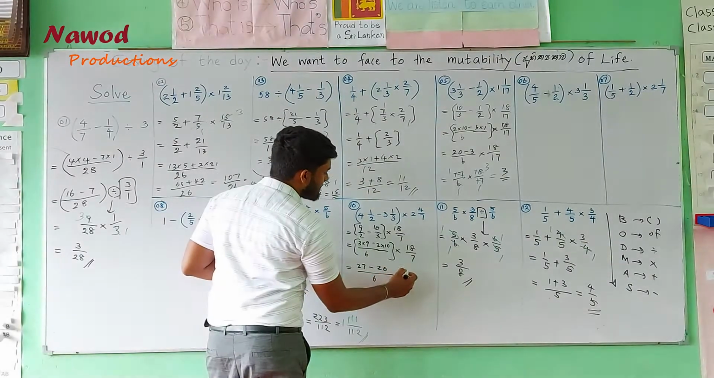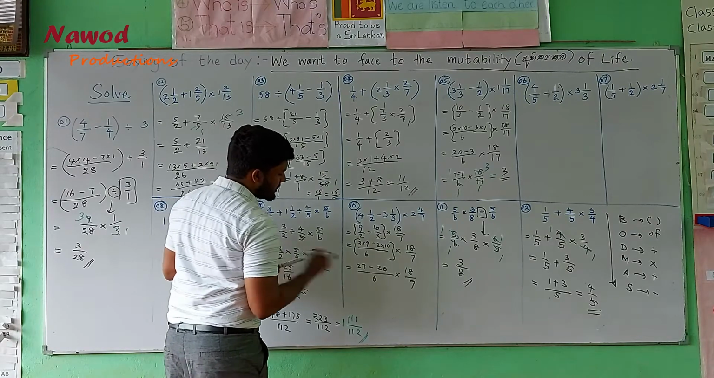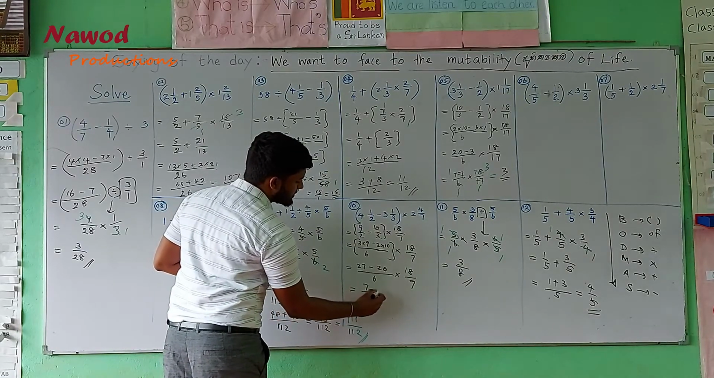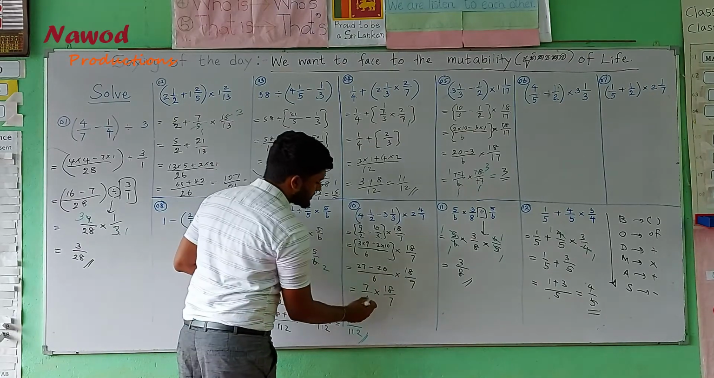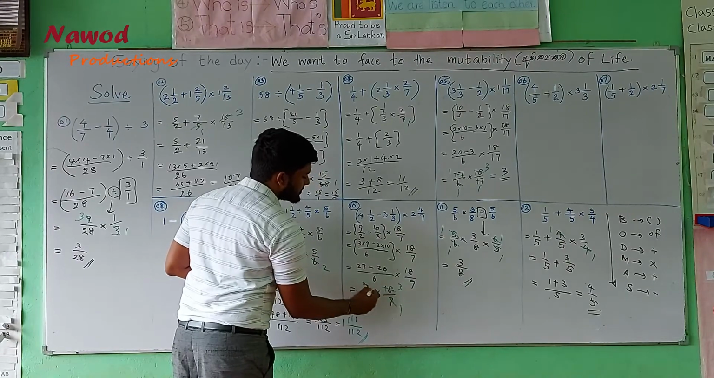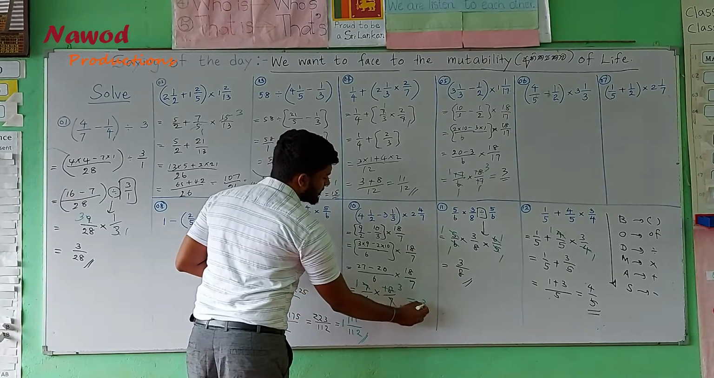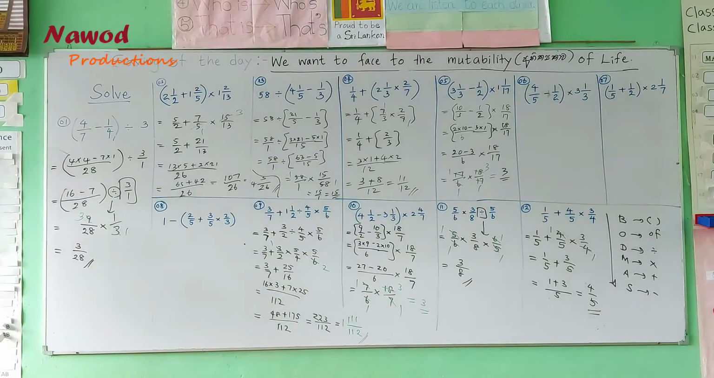Then here 18 over 7, right? Then here 7 over 6 multiplied by 18 over 7. There are cutting 6 into 1, 6 into 3, 7 into 1, 7 into 1. Here you can obtain 3 as the answer. Shall we solve the 8th question?